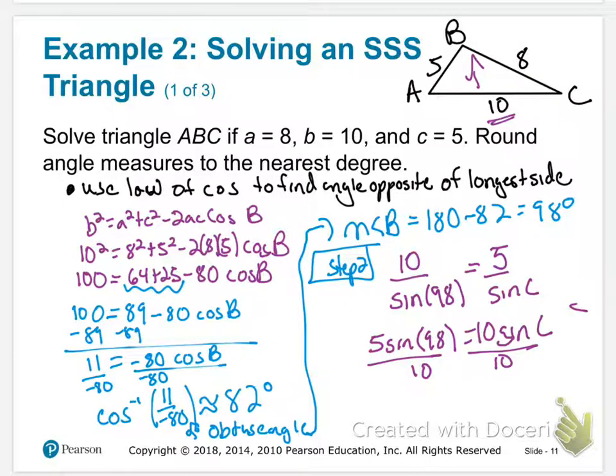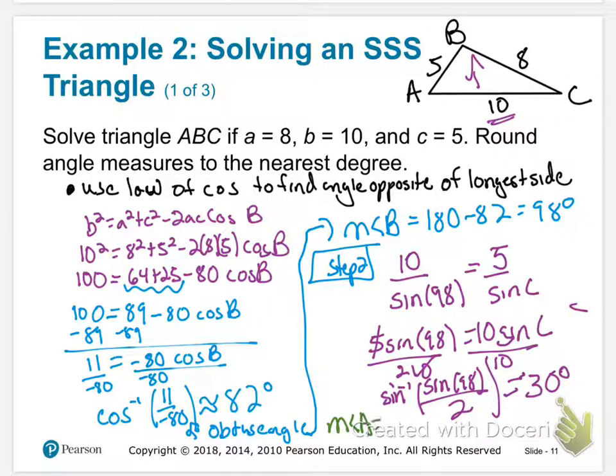Do sine inverse, and then it becomes sine of 98 over 2, because I canceled the 5 and the 10, which gives me 30 degrees. Okay, then I need to find my last angle. I don't have really a lot of space for this. I'm going to try my best right here. So the measure of angle A is 180 minus 98 minus 30, which is 52.